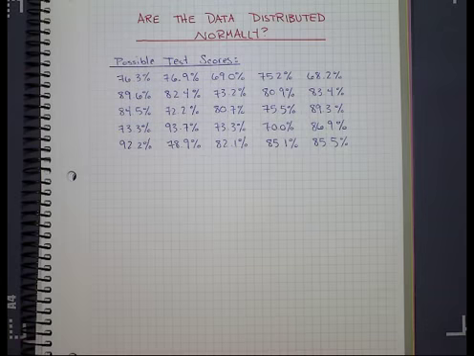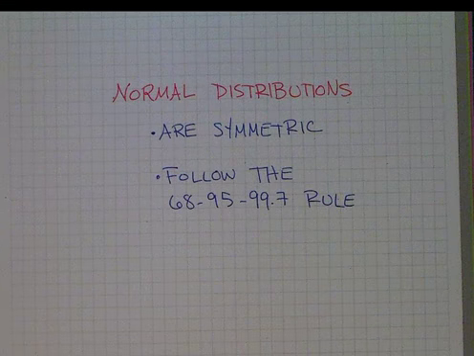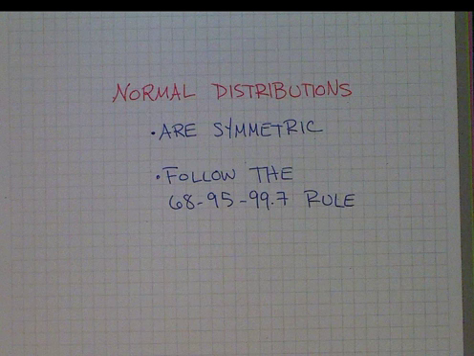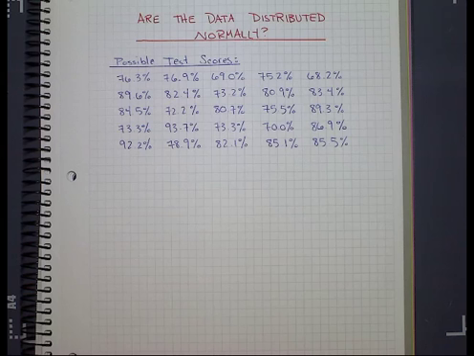To determine if data are distributed normally, we need to look at two things. First, is the distribution symmetric? And second, do the data follow the 68-95-99.7 rule? In order to do this, we need to construct a special histogram, and this histogram is centered around the mean and the standard deviation of the data.